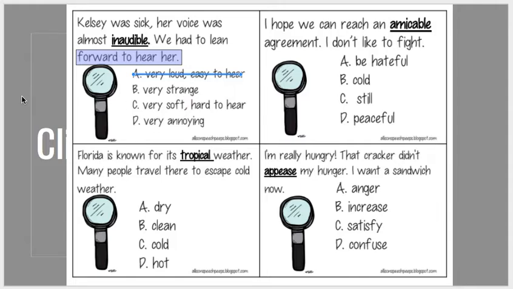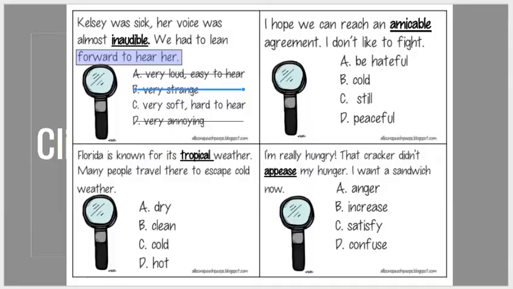Very strange. That doesn't necessarily mean she's being strange, just because you have to lean forward to hear. That doesn't really make sense. So we're going to cross that out. Very soft or hard to hear. That one could make sense. I'm going to leave that one. Or very annoying. Usually when people are very annoying, they're not very hard to hear, right? So it's not D, our answer is C.